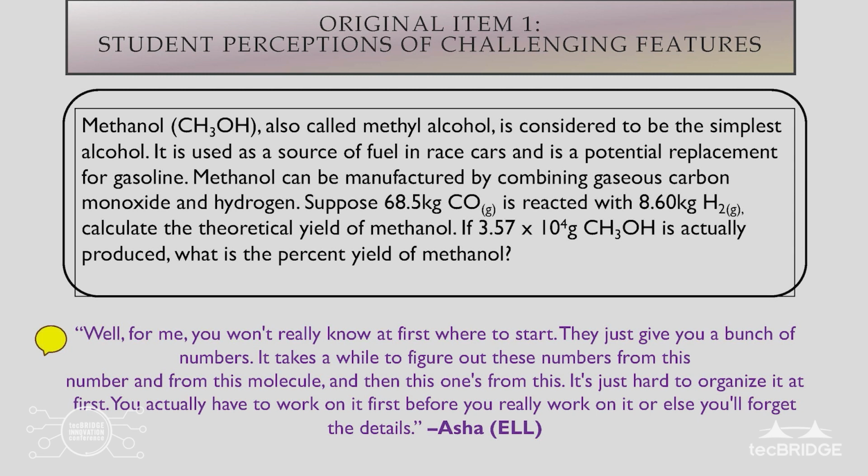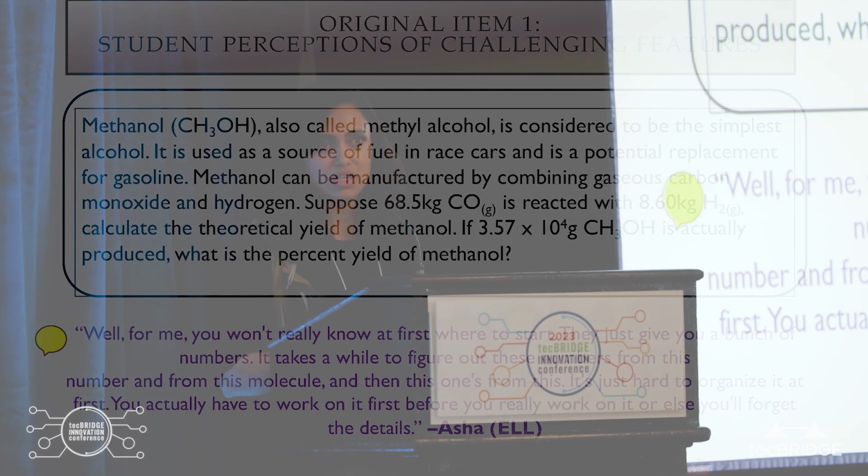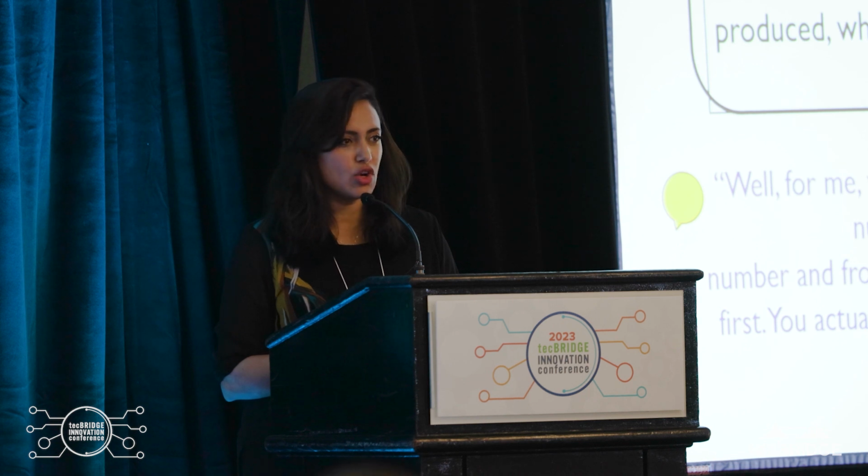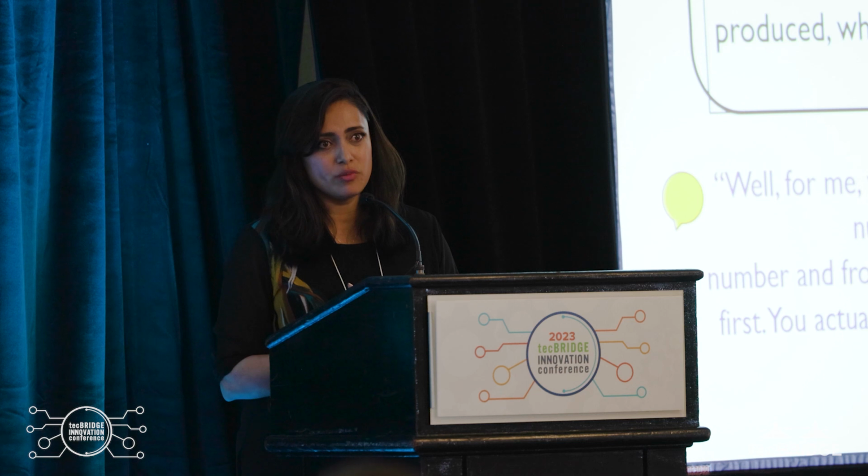He said, well, for me, you won't really know where at first to start. They just give you a bunch of numbers, and it takes a while to figure out these numbers from this number, and this molecule, and then this one, it's just hard to organize it. You actually have to work on it before you really work on it, or else you'll forget the details. So remember, these are timed exams. They're usually 50 minutes, and they have 25 usually questions to solve in general chemistry. And so this is quite a lot of information to process in just one question.